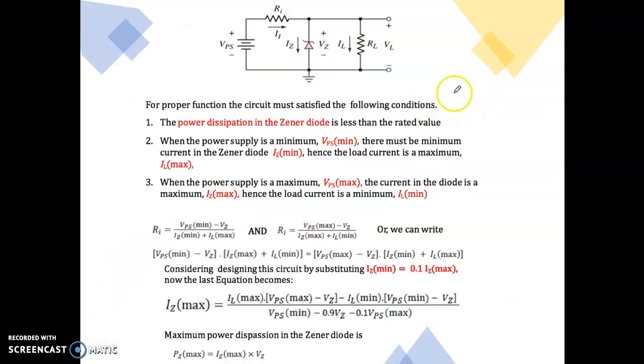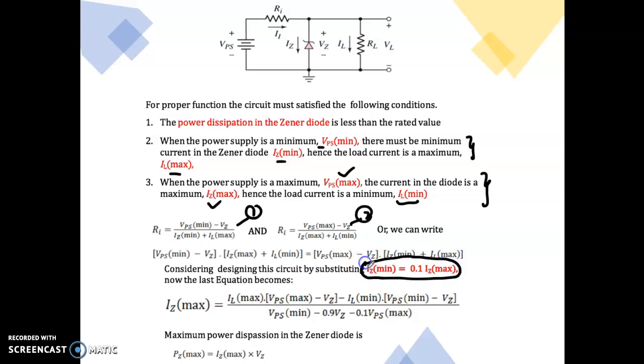So the summary of the voltage regulator is here. This is the condition that I mentioned just now. When your Vps is minimum, Iz will follow, and this one will be maximum. When your Vps is maximum, Iz will follow, and the other one will be minimum. So you have one condition of Vps minimum, another condition when Vps is maximum. To solve that, you need this equation depending on the question. So you need to remember this formula.